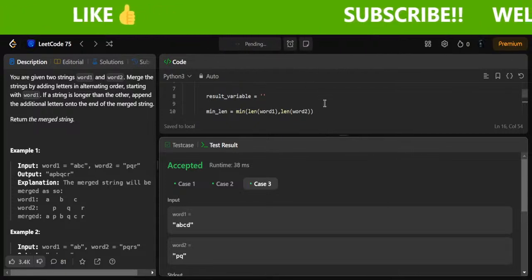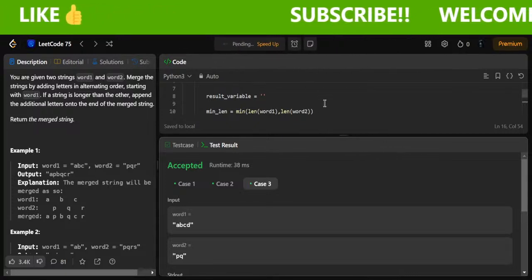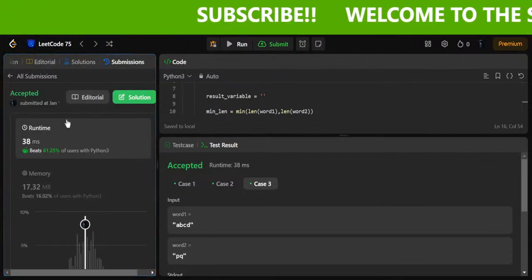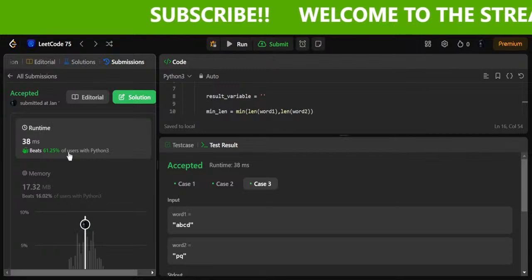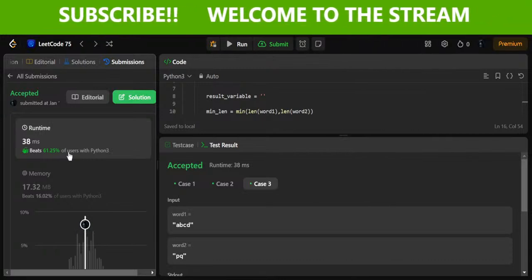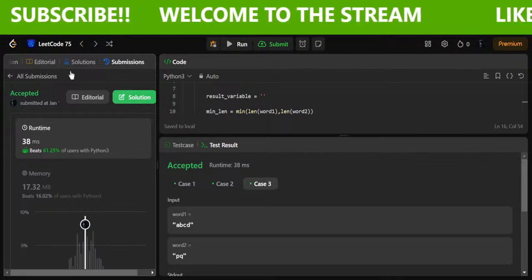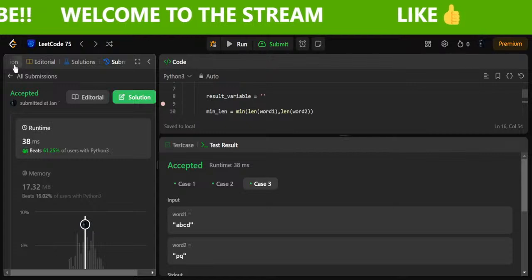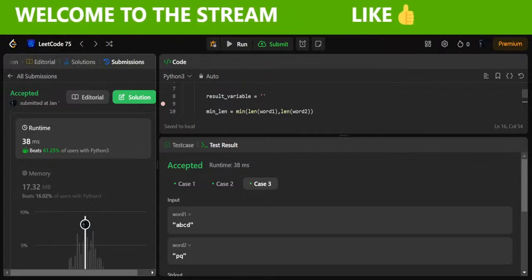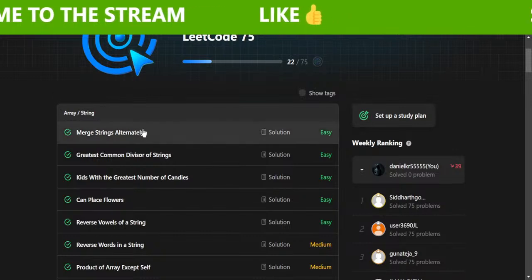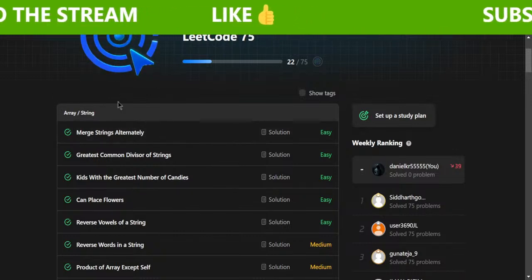Let me submit. Yeah, it beat 61% of all the other Python users. I guess it's good. Let's start the second problem. Okay, after this, the second one. So we have solved the merge strings alternately now.